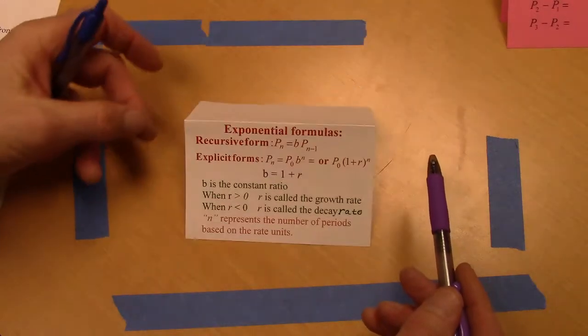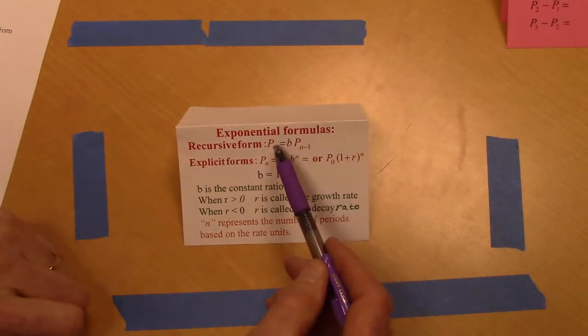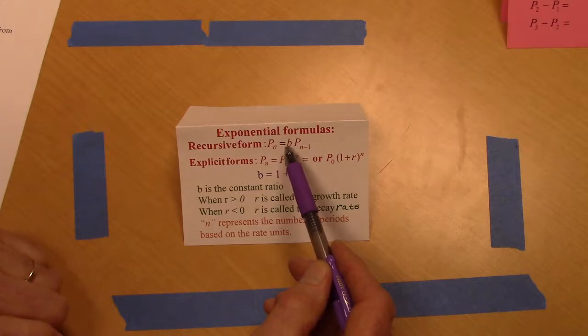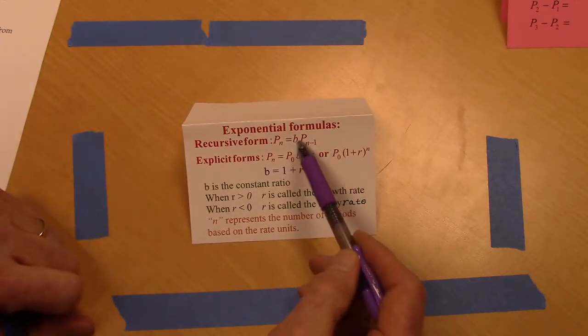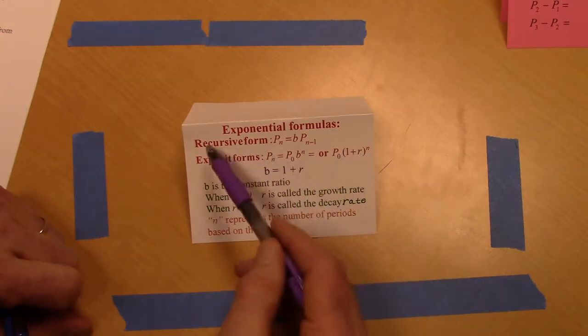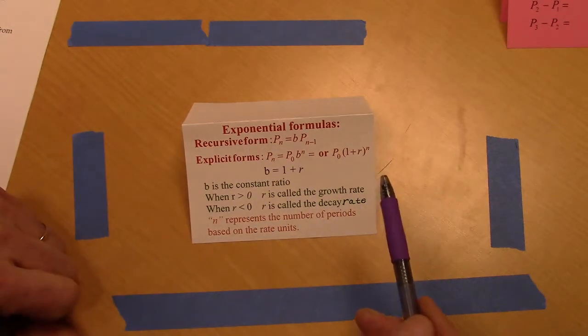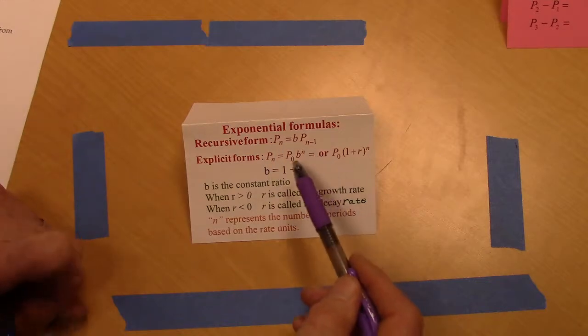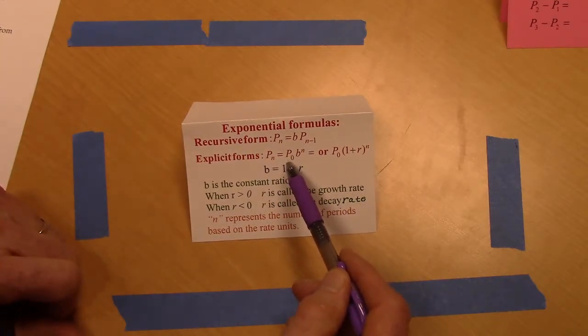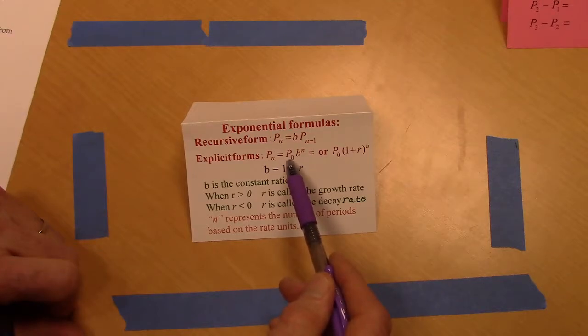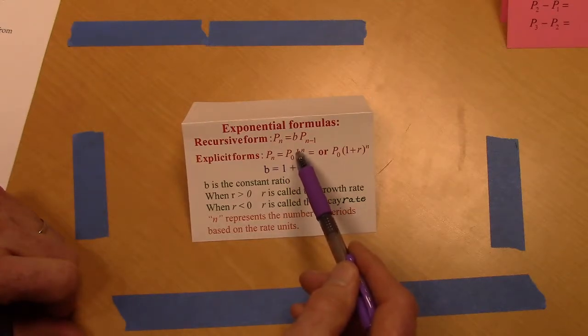Exponential formulas: we have the recursive formula, which is any term can be found by multiplying b, the constant ratio, by the previous term. That's the recursive formula. The explicit formula is to find a term by taking the initial value, P sub 0, the starting point, and then raising that constant ratio to the n power.